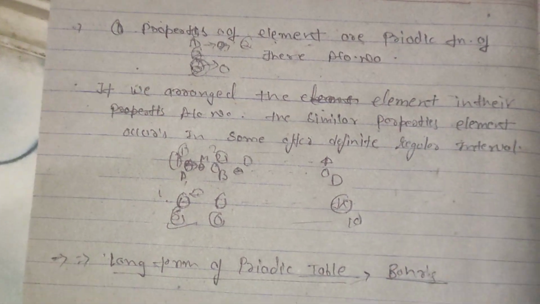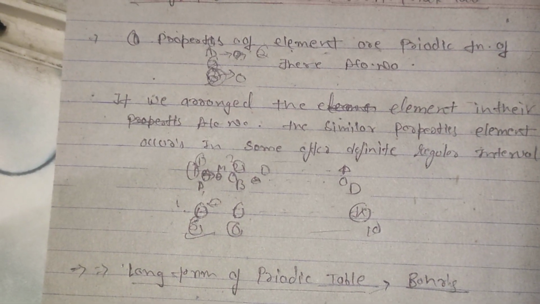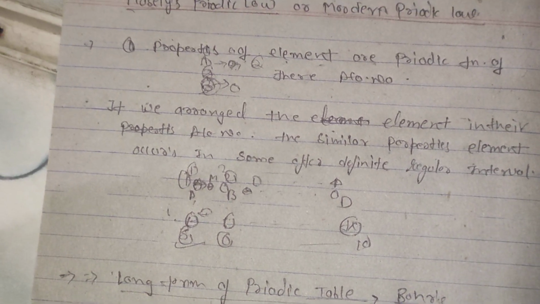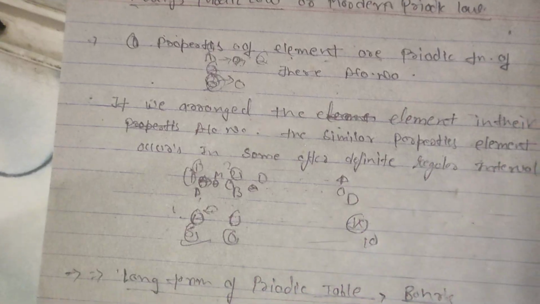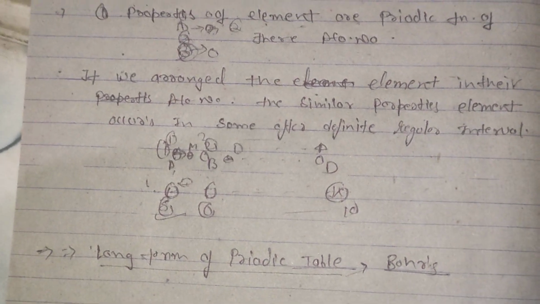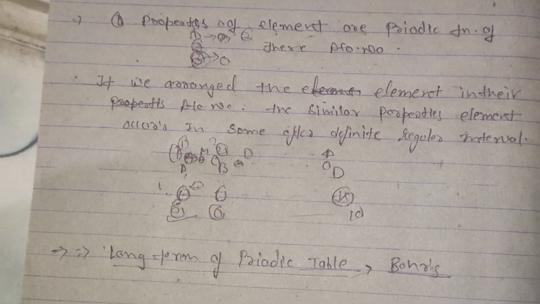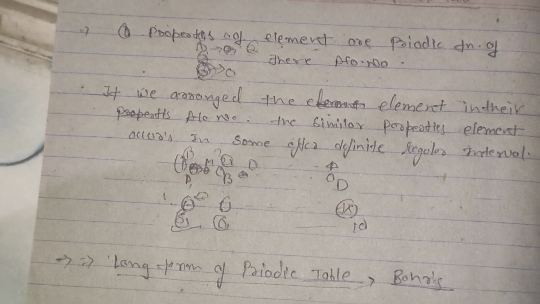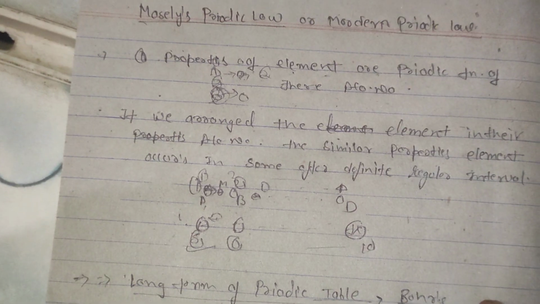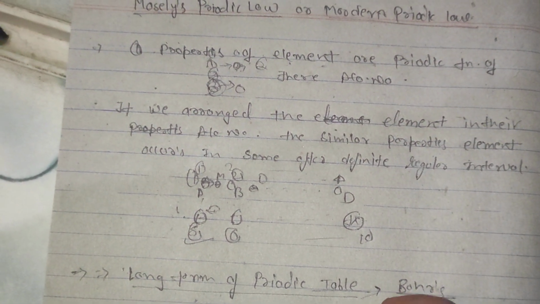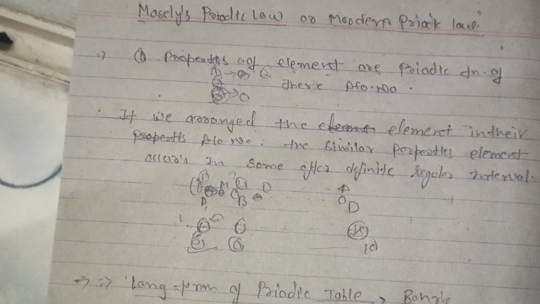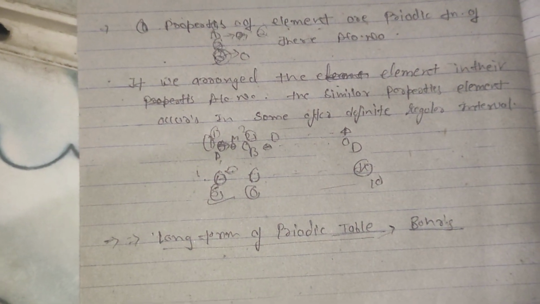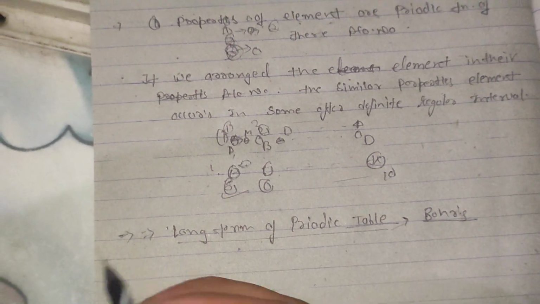In the previous class we talked about Moseley's periodic law, basically the modern periodic law, and now we talk about the long form of the periodic table, which was given by Bohr. So the modern periodic law was given by Moseley and the table was given by Bohr. The modern periodic table is based on Moseley's law.